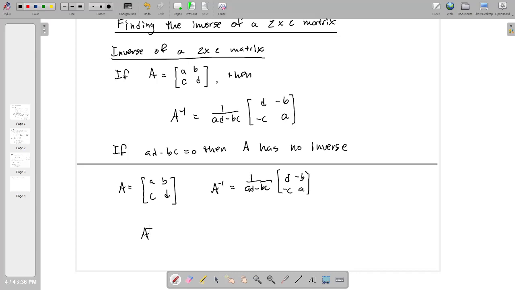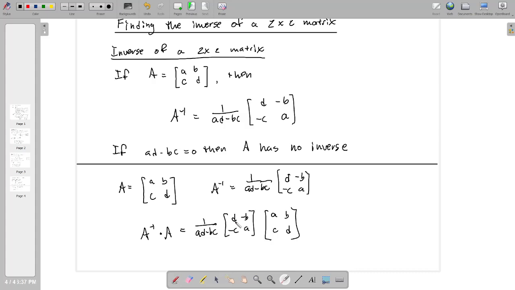So let's do A inverse times A. I'm not going to do the other way, I'm just going to show you this one way. So we have 1 divided by AD minus BC, times the matrix D, negative B, negative C, A, and we're multiplying by A, which is A, B, C, D, where A, B, C, and D are just numbers.